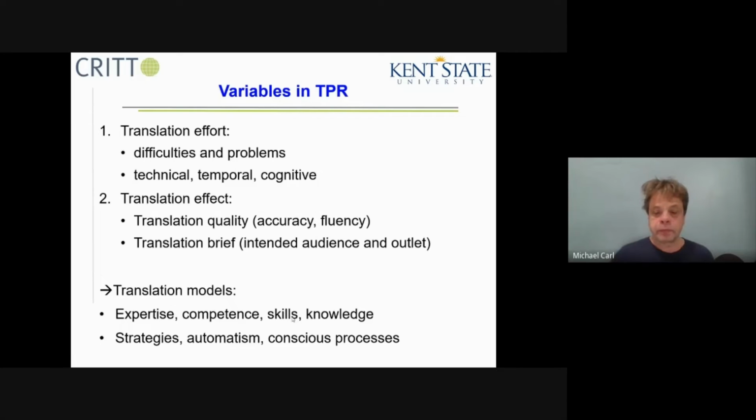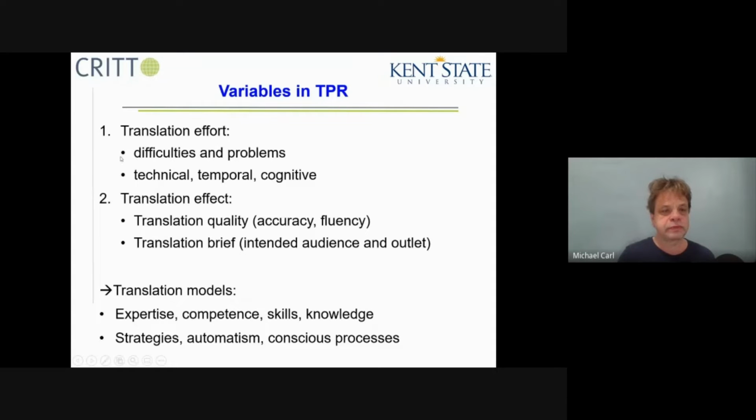So before going into those details, there are two kinds of variables or main aspects in this translation process that are most important. On the one hand, we have translation effort. So how difficult it is for a translator to produce a translation. What are the difficulties and the problems? Some authors make a distinction between difficulties and problems.